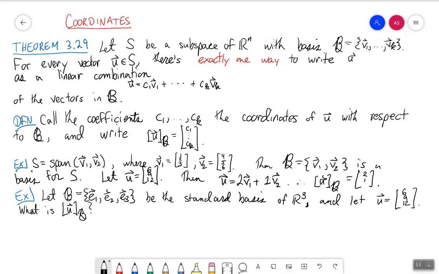Now that you're back, let's see. Well, we know that u is equal to 6 times e1 plus 9 times e2 plus 12 times e3. Therefore, using the definition of coordinates, the coordinates of u with respect to the basis B are (6, 9, 12). Oh, that's just the same thing as what we started with. That's interesting, and that's not an accident.